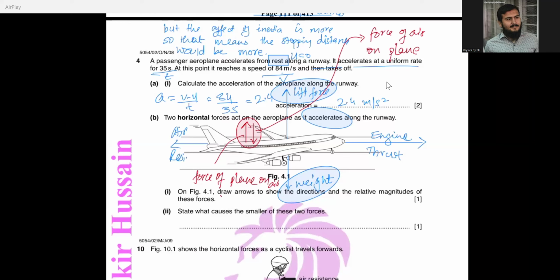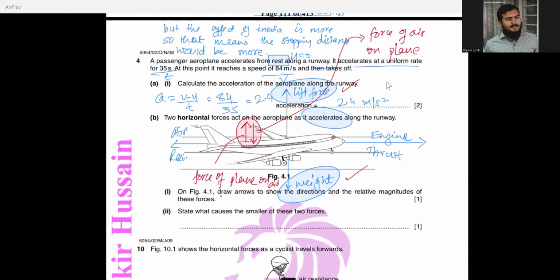Horizontal forces that act on the aeroplane along the runway. Draw arrows to show the direction and the relative magnitude of these forces. So in terms of contact forces, they are equal. But if I talk about the lift force and the weight, they are not equal because it's continuously rising up. Okay? Got it.